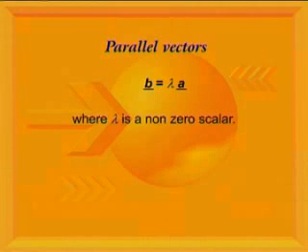Parallel vectors. Two vectors are parallel if one can be written as a scalar multiple of the other. Let us see. Vector B is equal to lambda times vector A, where lambda is a non-zero scalar. Here B is written as a scalar multiple of A. Now from here, A can be written as 1 over lambda times vector B. So vectors A and B are parallel vectors.